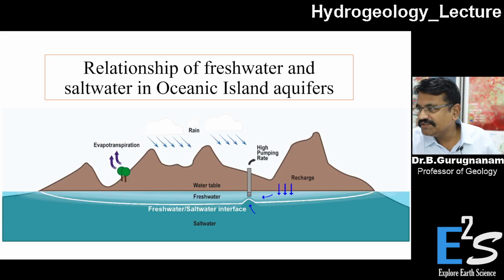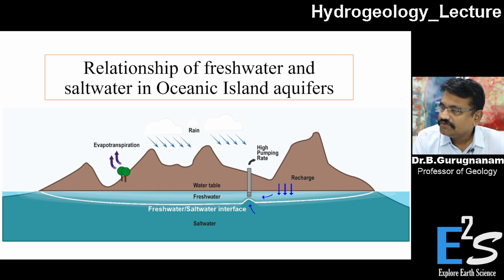Back to the lecture series on hydrogeology. In this lecture, we are going to discuss the relationship of freshwater and saltwater in ocean islands. Islands like Taiwan, islands like Andaman Nicobar. Look at this island, and what is the relation between the freshwater and saltwater?